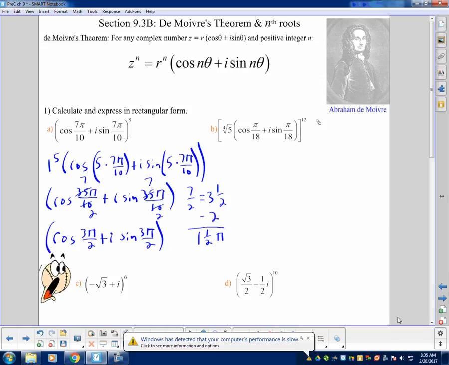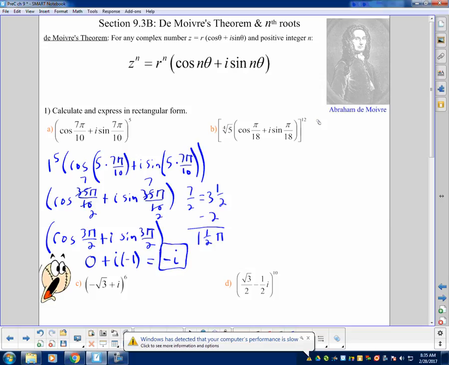And then if I want to change that back to rectangular form, I just need to substitute in whatever cosine of 3 pi over 2 is. So cosine of 3 pi over 2 is 0 plus sine of 3 pi over 2 is negative 1. So I have i times negative 1. So this equals negative i, and you can box it.